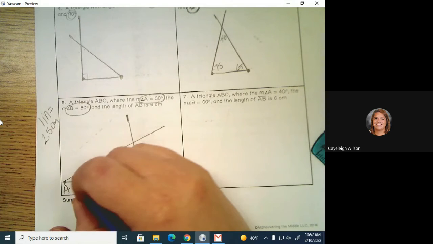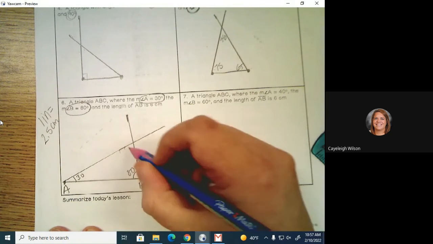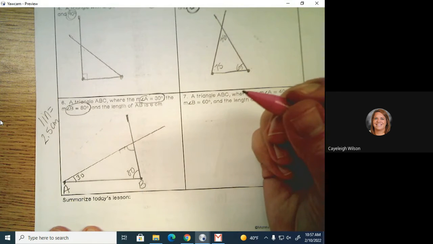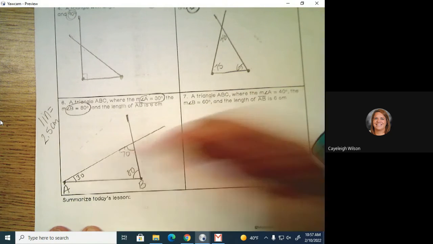So this one was 30. And this one was 80. So what should this one be? Let's see if anybody's been listening. 70. Let's go. All right.